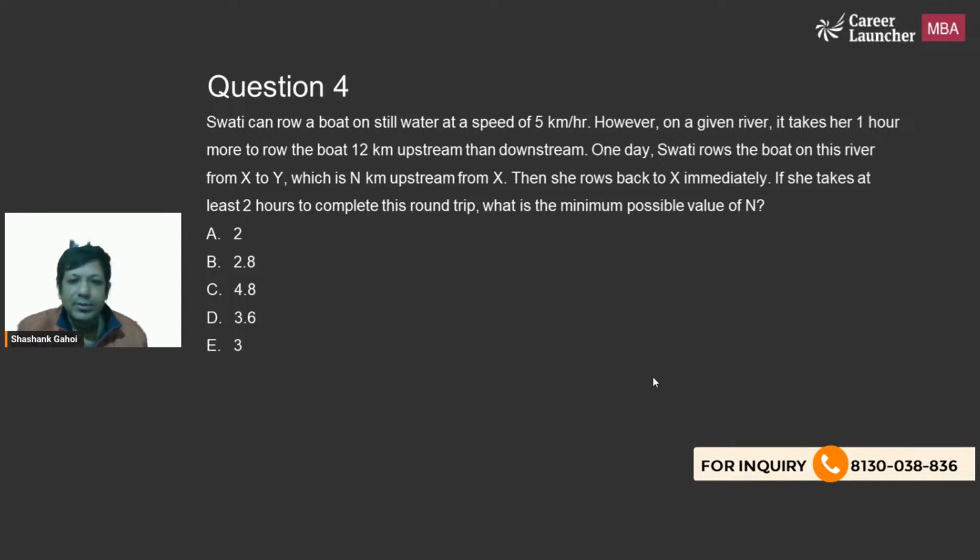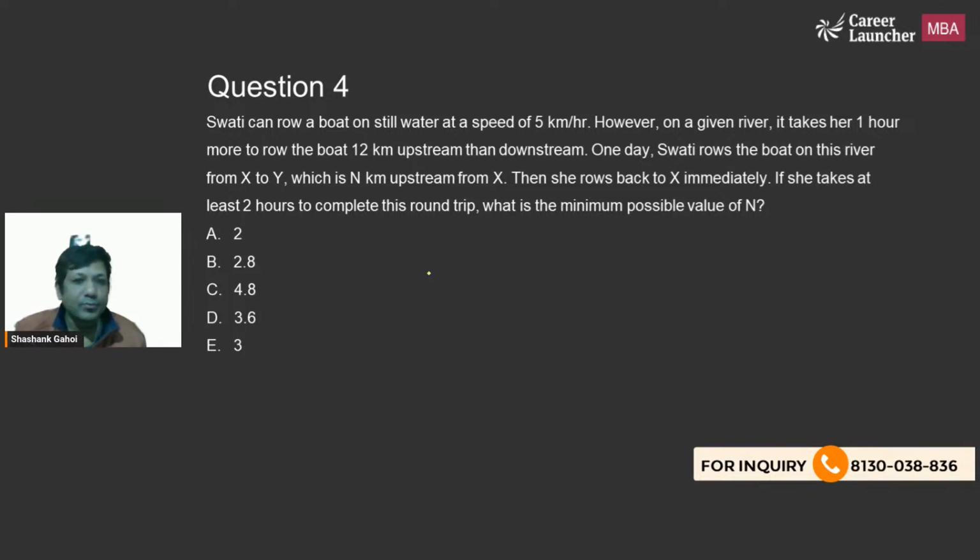What does it say? So it says Swati can row a boat in still water at a speed of 5. Okay. However, on a given river, it takes 1 hour more to row 12 kilometers upstream than downstream. On one day, Swati rows the boat on this river from X to Y, which is n kilometers upstream of X, and she rows back to X immediately. If she takes at least 2 hours to complete the round trip, what is the minimum possible value of n?